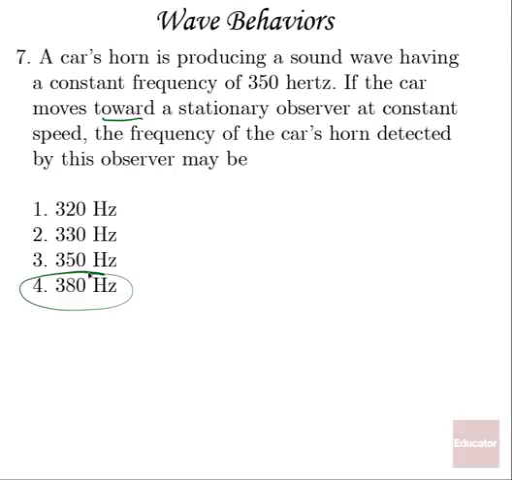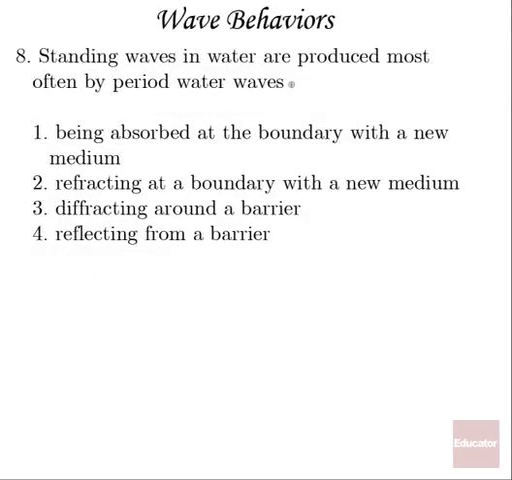All right, one more. Standing waves in water are produced most often by periodic water waves being absorbed at the boundary with the new medium. Well, that's not going to do it. Refracting at a boundary with the new medium. No. Diffracting around a barrier. Now that's bending around the barrier, but that's not going to give you standing waves. Reflecting from a barrier. Yes, that way you get the same amplitude, same frequency traveling in an opposite direction. So the correct answer to number 8 is 4.